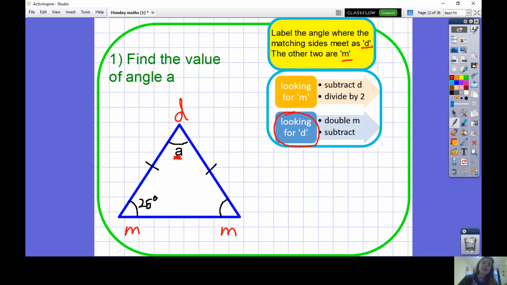So it's up to you now to follow the two steps. You know that you're looking for this odd one out, so all you need to do is double angle M and then subtract it from 180. Pause the video now and have a go at finding the missing angle in this question.